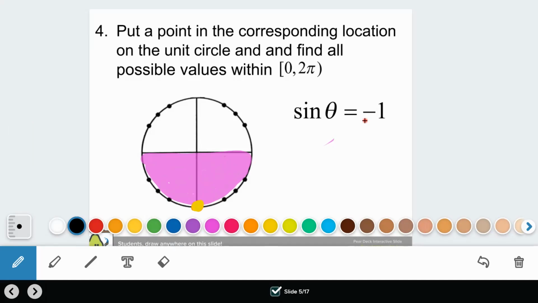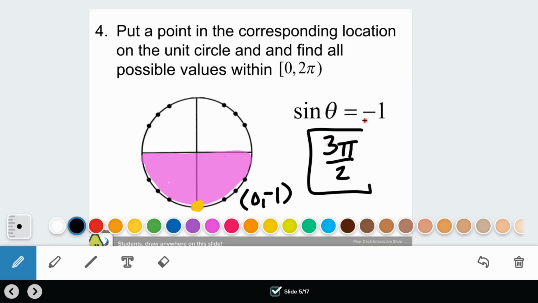And the coordinates of that point are 0, -1. But what I want is the radian. And the radian for that is going to be 3 pi halves. And that is the answer.